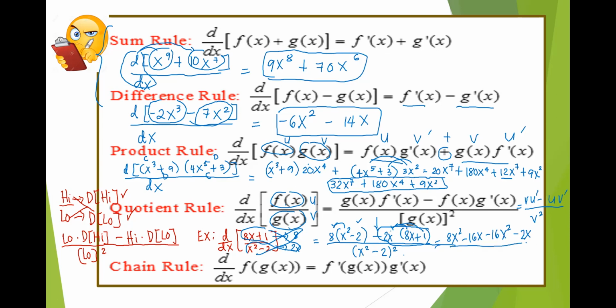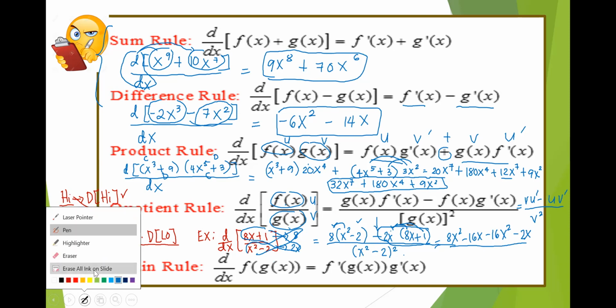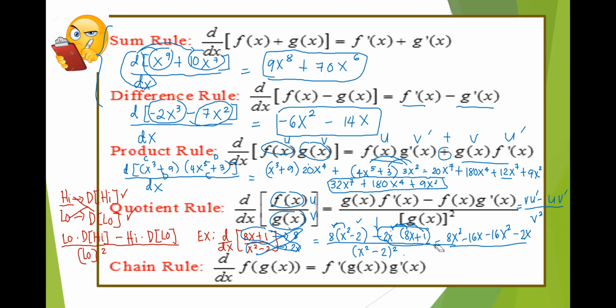All over, medyo nag-overlap na po yung fraction bar natin, so mag-erase lang po ako ng konti. Nabura naman yung ating fraction bar. Yan, all over x squared minus 2 quantity squared.